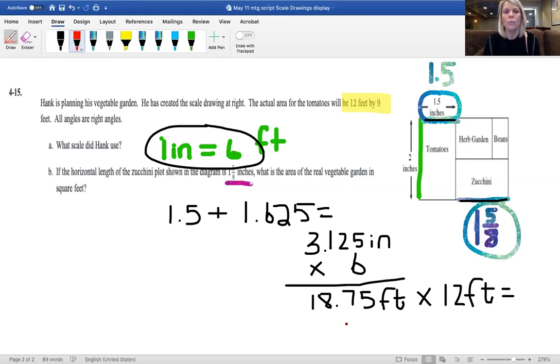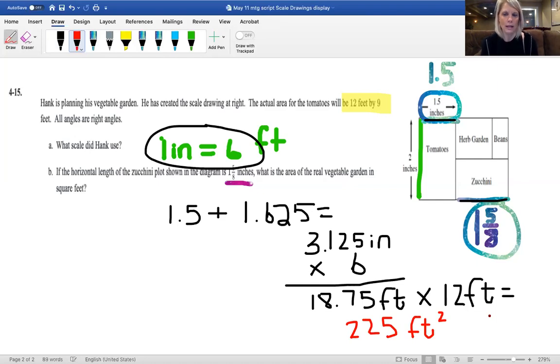And I think I spoke long enough. One person remembered the correct label, if I'm really being picky. Okay, and I'm being a little picky. When you multiply 18 7/500 times 12, you get 225 square feet, or feet squared, because that would be the area. So that's how much area he would have to plant his garden.